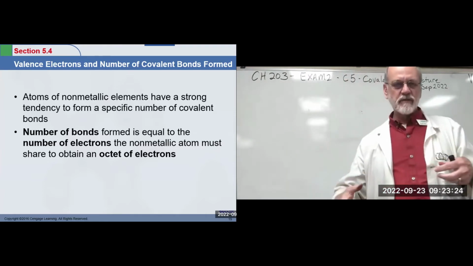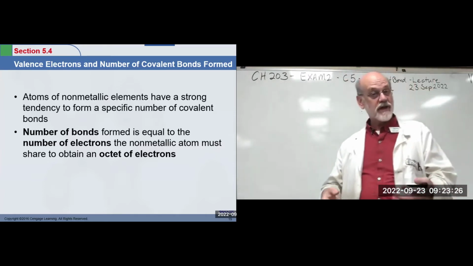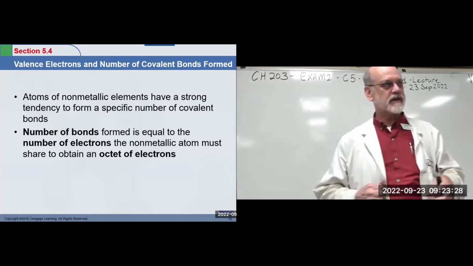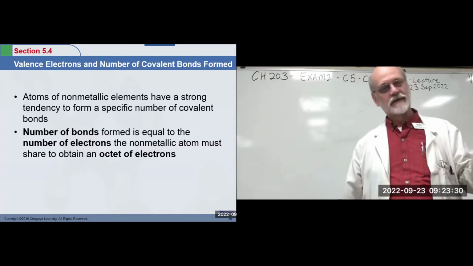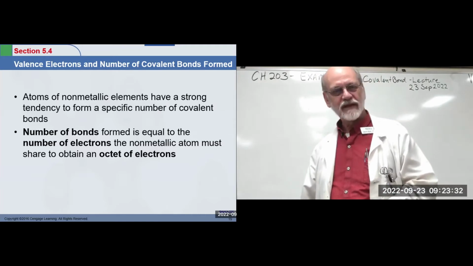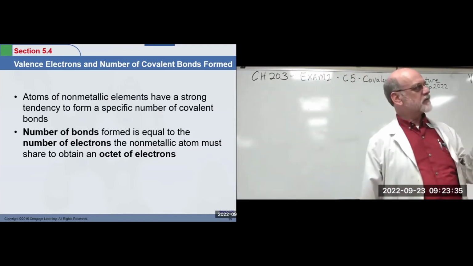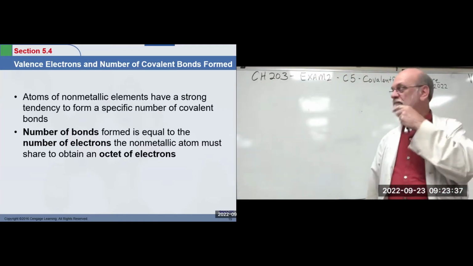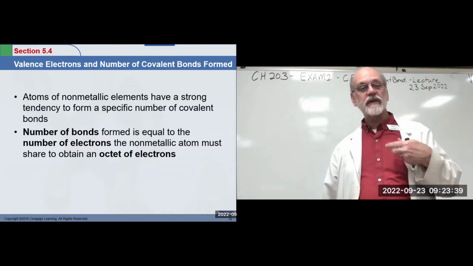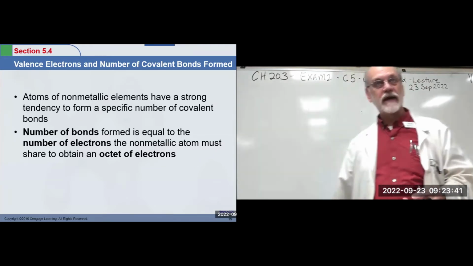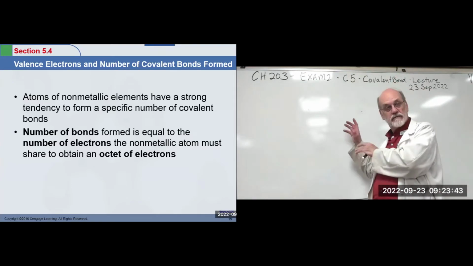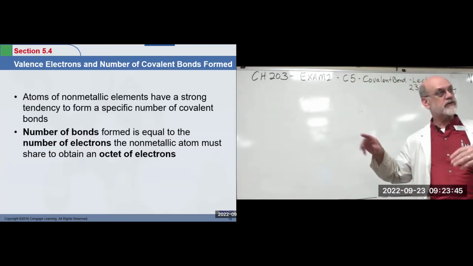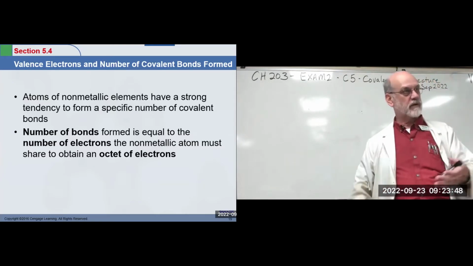Over time, you may find this trend yourself, but it might be easier just to give it to you and let you discover that it's true later. Atoms of non-metallic elements have a tendency to form a specific number of covalent bonds. And I've shown you why, because if you draw the Lewis dot structure, you see which are unpaired and which are paired.